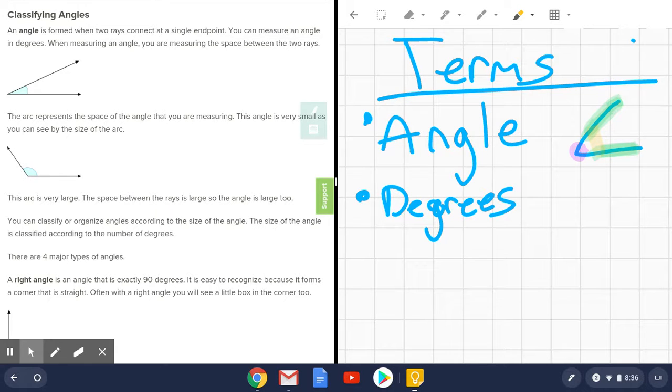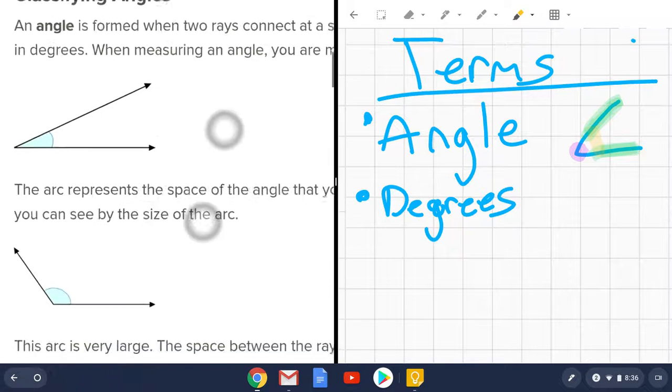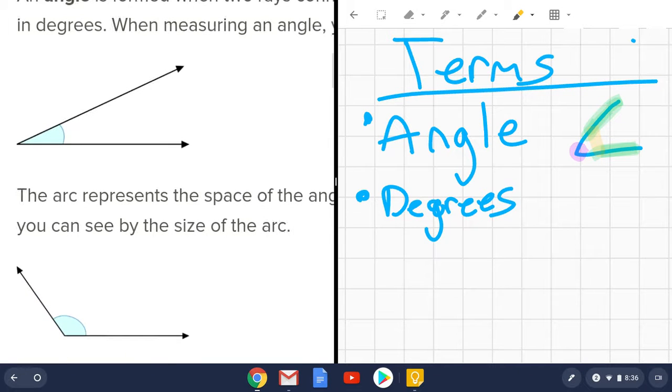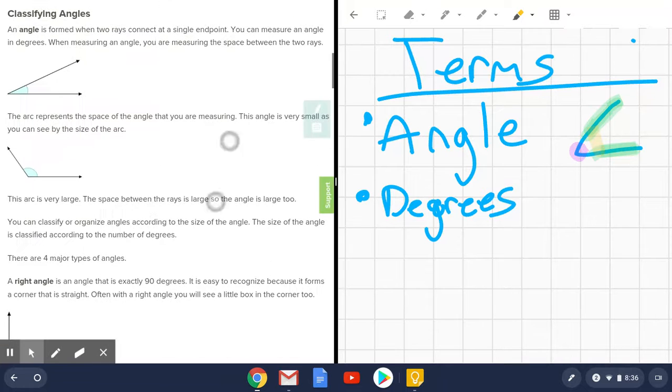We can classify or organize angles according to the size of the angle. Between these two angles that I have zoomed in on, one of them has an arc that is very big and one of them is pretty small. The size of the angle is classified according to the number of degrees. So we're going to classify our angles based off of how many degrees they have. We have 4 major types of angles. We only have 4. That's all.